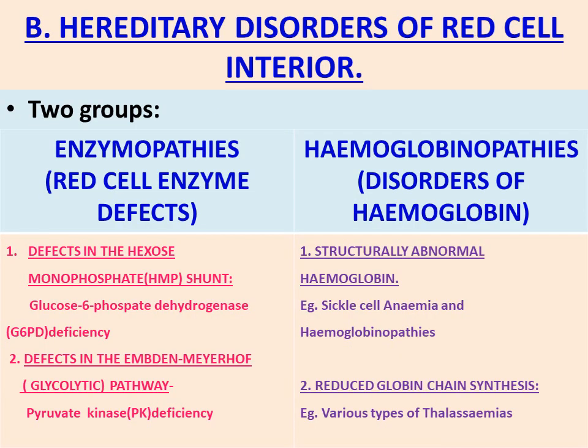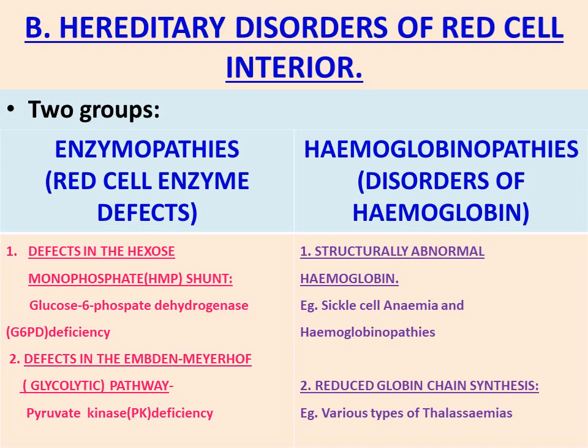Then the second group, hereditary disorders of the red cell interior. Till now we discussed the red cell membrane: spherocytosis, elliptocytosis, stomatocytosis. Now for the red cell interior, there are two groups: enzymopathies, meaning red cell enzyme defects, and hemoglobinopathies, disorders of hemoglobin.